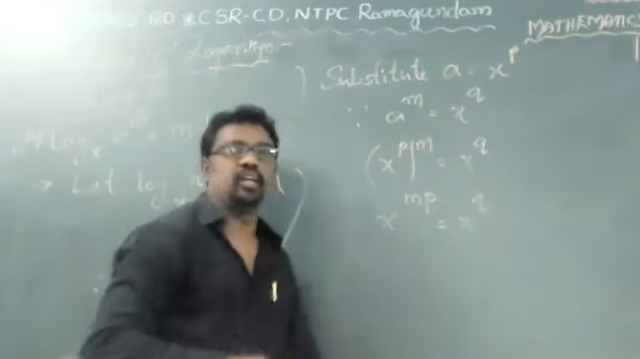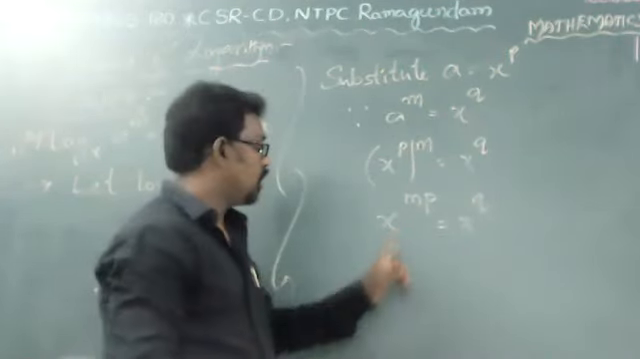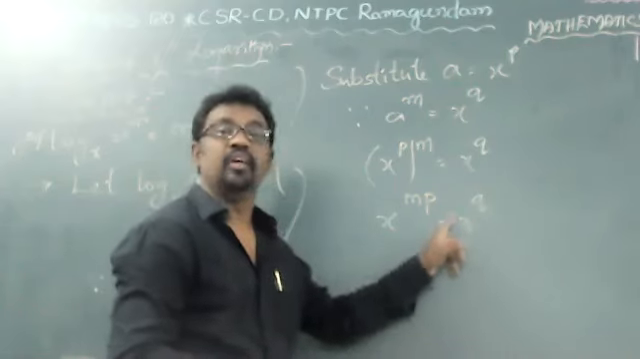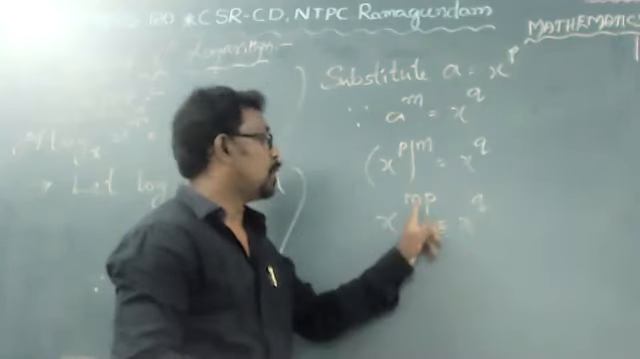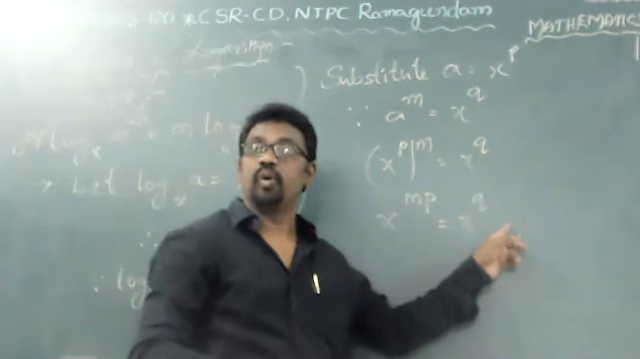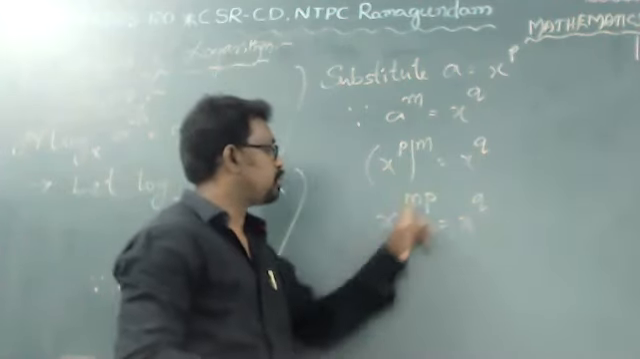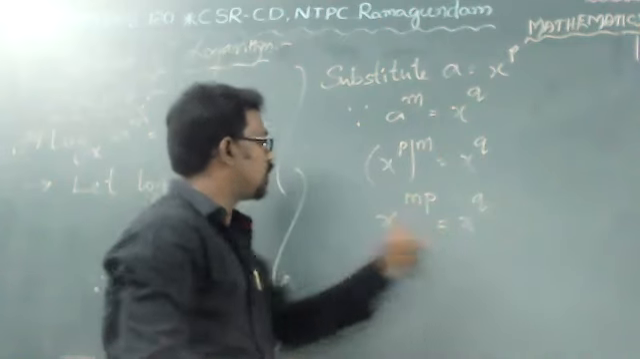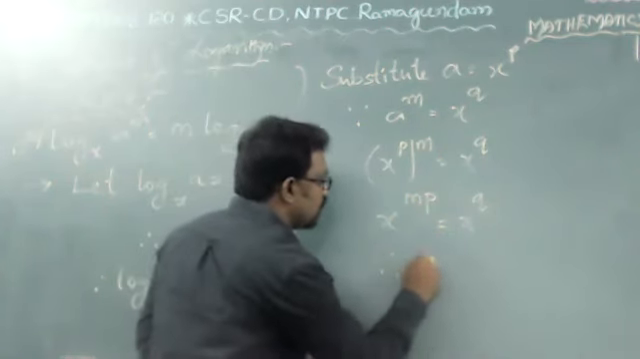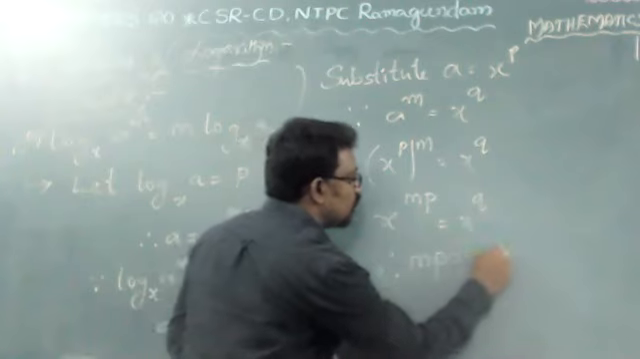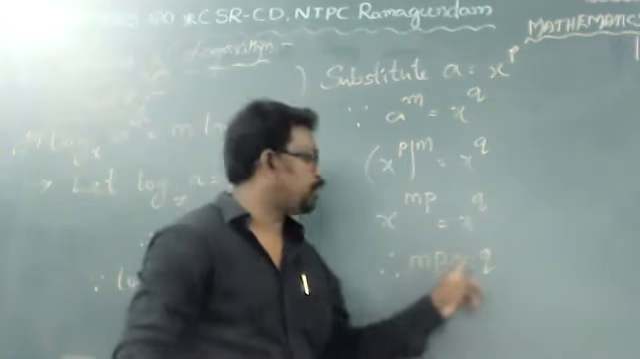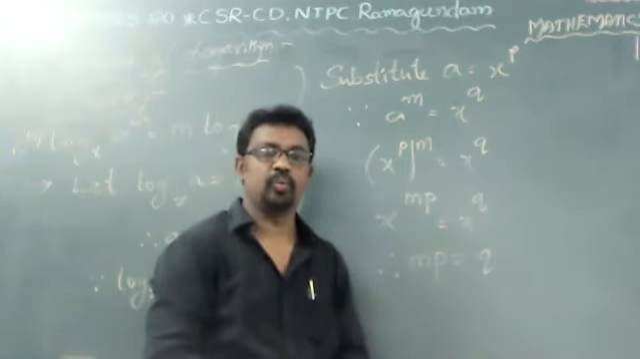Since we know, again in exponential form, when the bases are equal, the equals symbol will be there. The powers we have to equate. So x power both are equal. Therefore, mp is equal to q. M into p is equal to q.